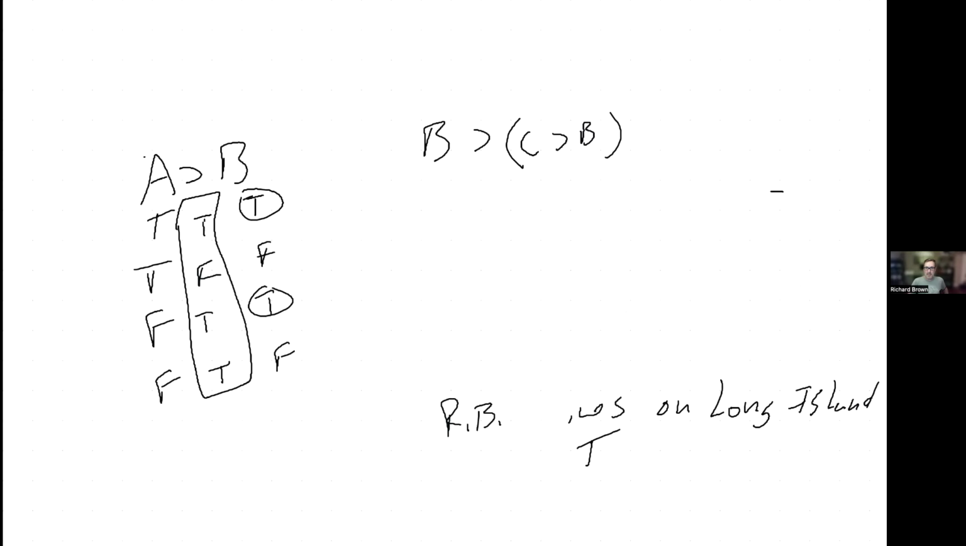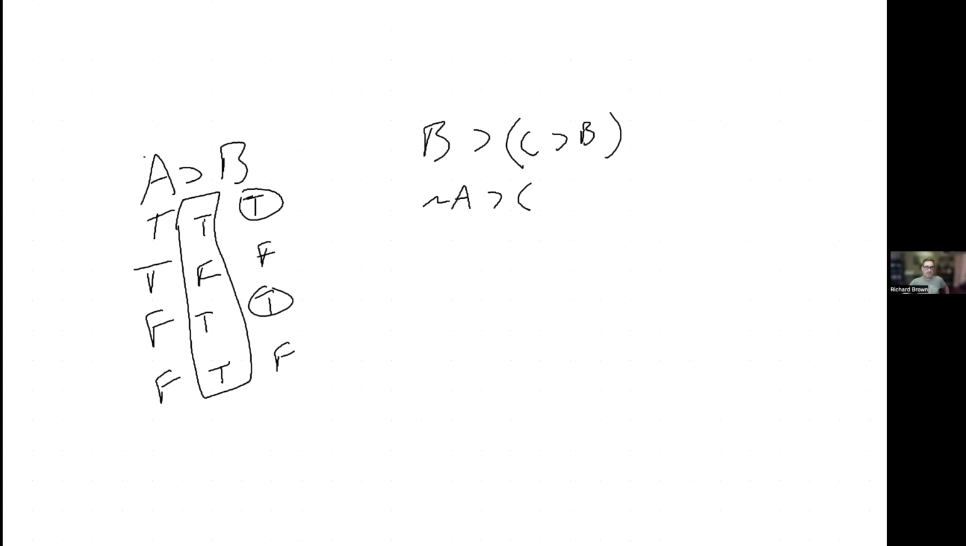So let me just erase this here. And we could sum that up by saying, if the antecedent is false, then anything... Oh, sorry. Hold on. The phone's ringing. All right.